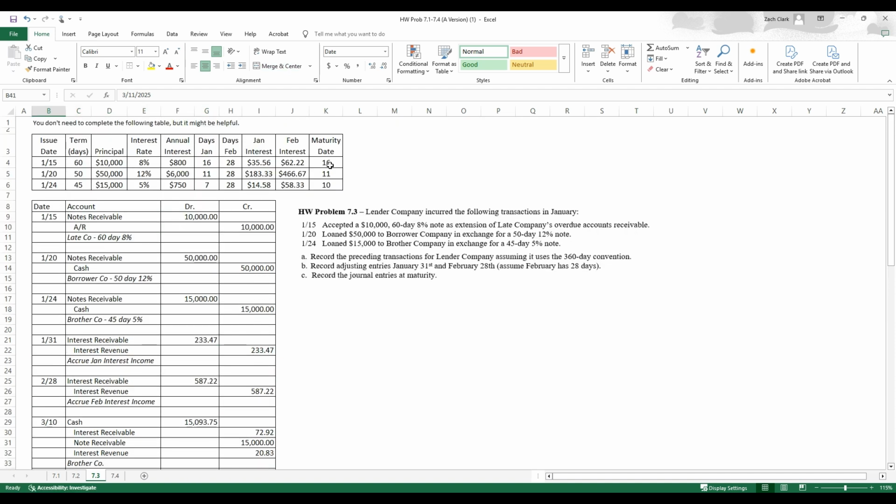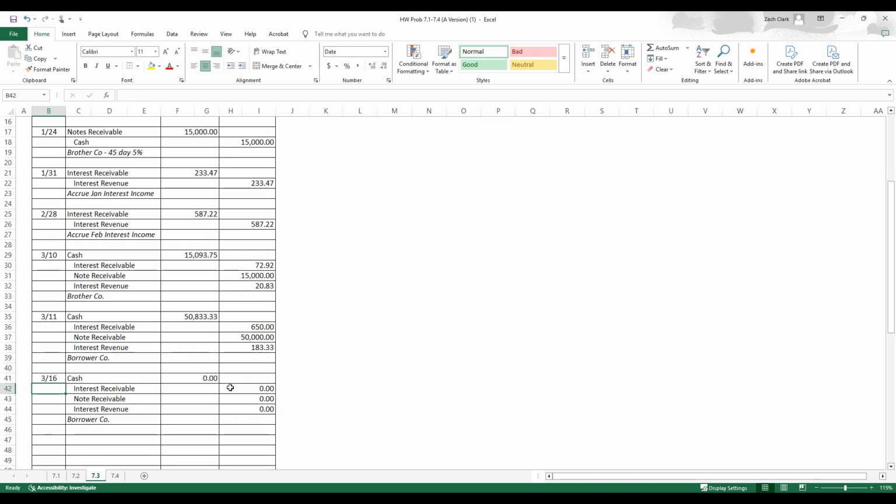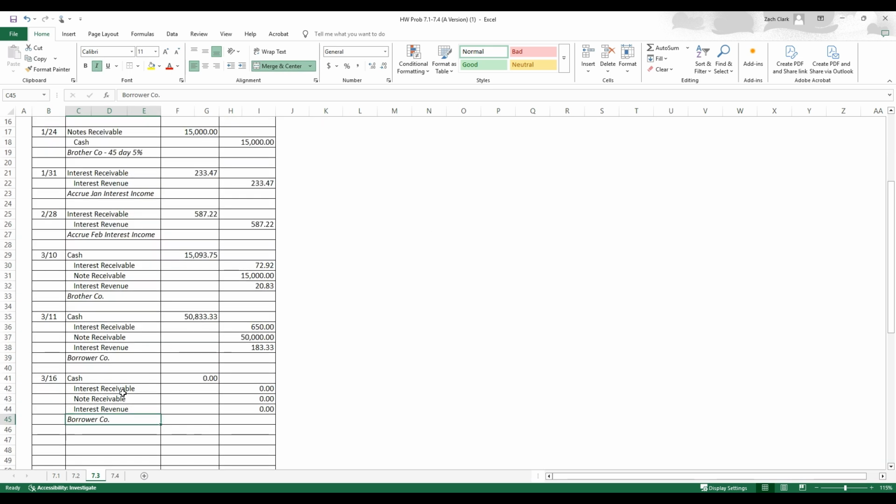That's good. The last one's paid on the 16th. That's the biggest thing when you're a lender, is that you don't want to loan money to individuals that never pay you back. So that is important. This one's Late Co. And Late Co, so that's the same formula kind of carried down there.